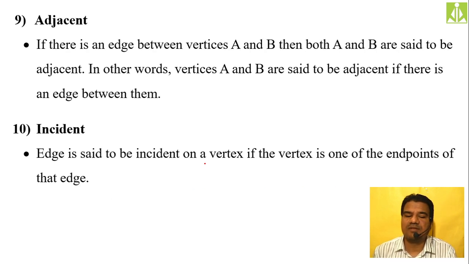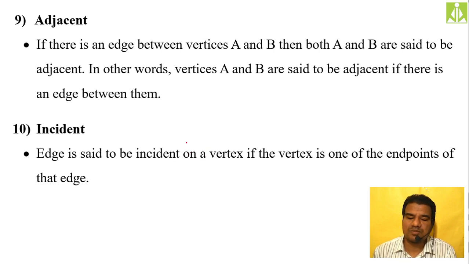Then we have adjacent. Adjacent vertices are connected with a single edge. If there is an edge between vertices A and B, then A and B are said to be adjacent to each other. So there must exist an edge between the two vertices.